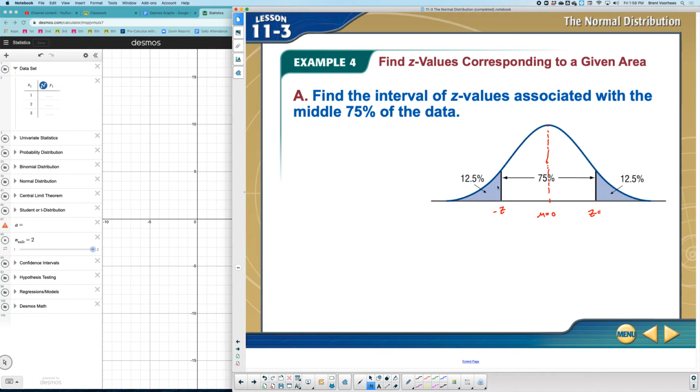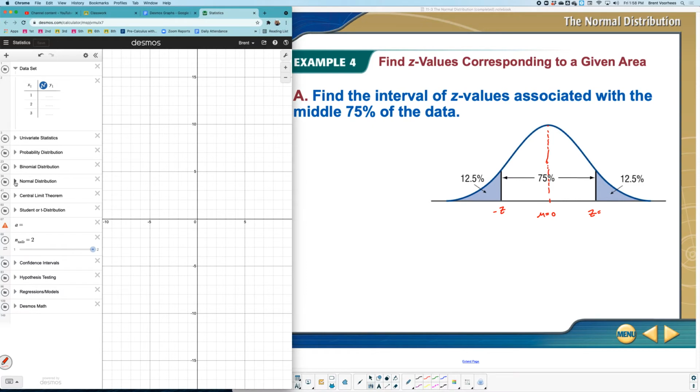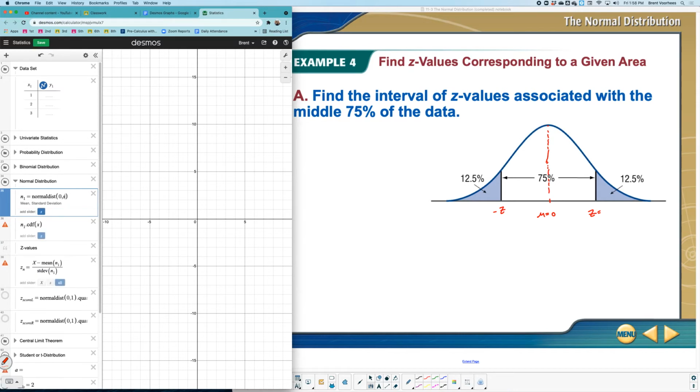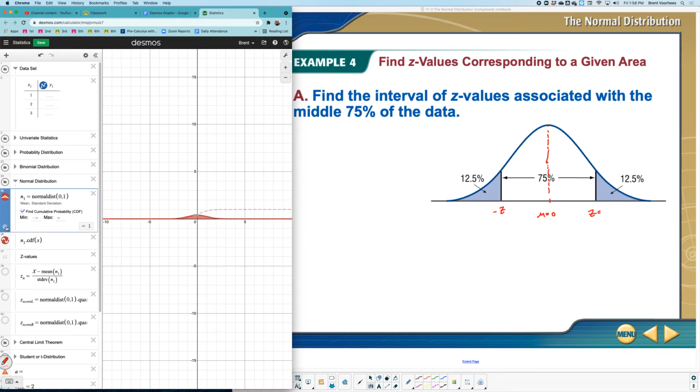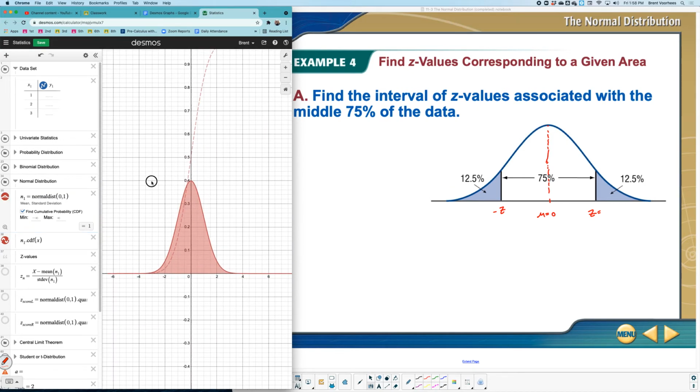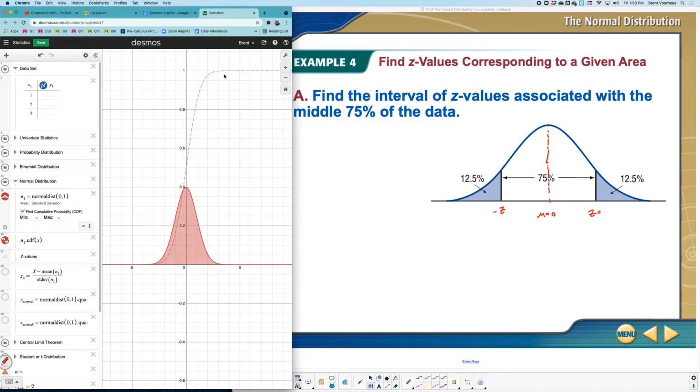So let me show you how my calculator walks through it. So for a z, you're dealing with a mean that is 0 and a standard deviation that is 1. So I'm going to zoom in on this, and now I'm going to introduce what I did not have turned on before, what we call the cumulative distribution function, which is going to be graphing how much area you'd have at any point in time. So we want to know when I have 12.5% of the area over here and over here, and I truly want 75% in the middle.